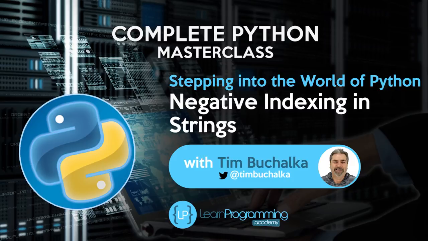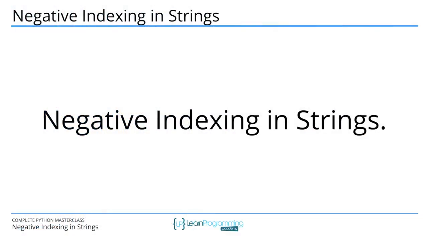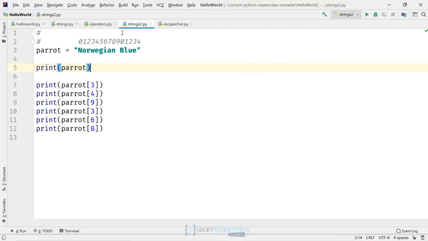So let's see some more things we can do with indexing, continuing with the strings 2 program from the last video. Well, we can index backwards in a sequence by using a negative number. So parrot square brackets -1 will give the last character, E. So let's try this out.